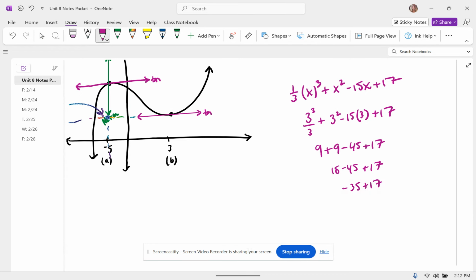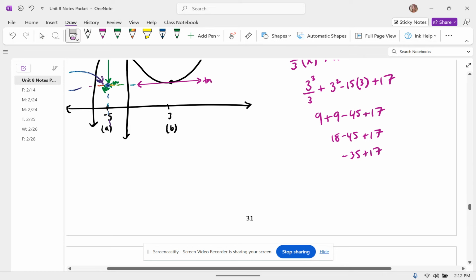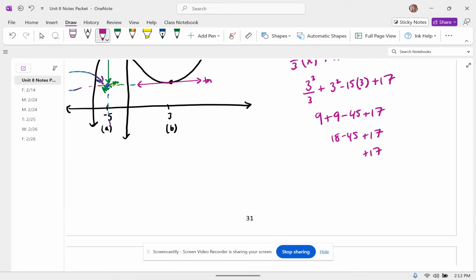So then, what are we going to get here? Well, this is going to change now. 18. Guys, I'm so brain dead right now. You have to do this for me. 18 minus 45. What do I got? Plus 17. Negative 27 plus 17 is negative 10. Negative 10? Woo!